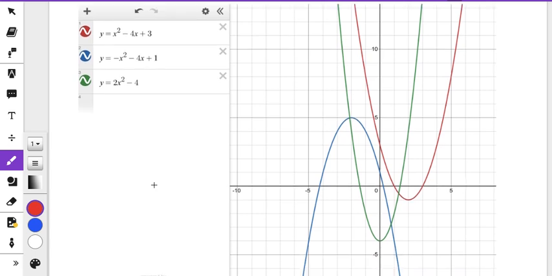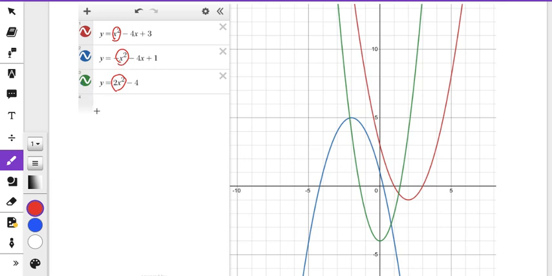In these three graphs here, as you can see, some graphs open up and one of them opens down. And if you pay attention to their equations, you will notice the first term is actually making the difference. As you can see, the red one is positive x squared, the green one is 2x squared. They're both positive, so the graph opens up. And the blue one is negative x squared, so it's open down.